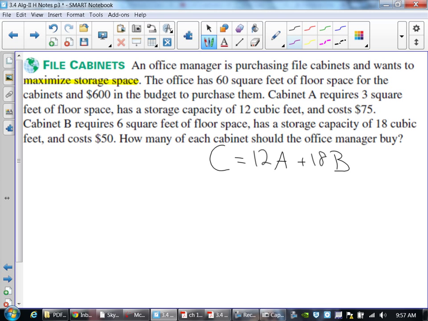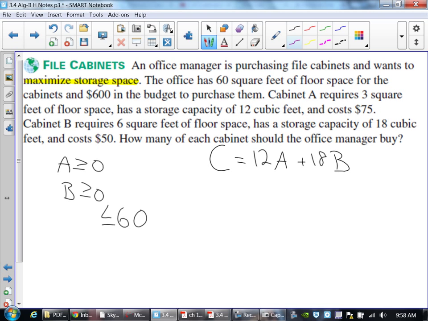So we start. Can you have negative cabinets? No. So you know it's a first quadrant problem. The first constraint they discussed was floor space, the 60 square feet. So it's got to be up to and including 60 square feet. I can use all of the floor space, or I can use less than. Does that make sense? Yes. Pretty much all of these are going to be a less than or equal to or greater than or equal to. I don't think I've ever seen one that's just a less than symbol. It's very, very rare.